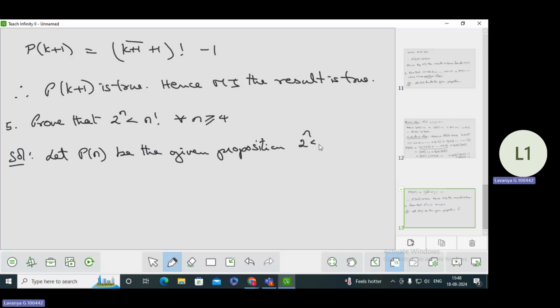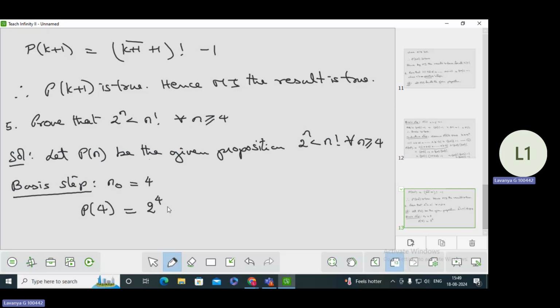2 power n is strictly less than n factorial for every n greater than or equal to 4. Now let me go to my basis step. My range is starting from 4, so I will have my n naught value to be equal to 4. Therefore, my P of 4, this is what I have to consider.